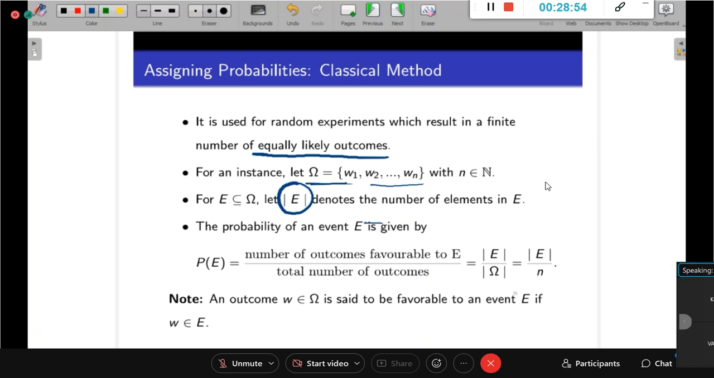This is the standard way of assigning the probability: the number of favorable cases divided by the total number of possible outcomes. An outcome is favorable to an event E if it is inside E.